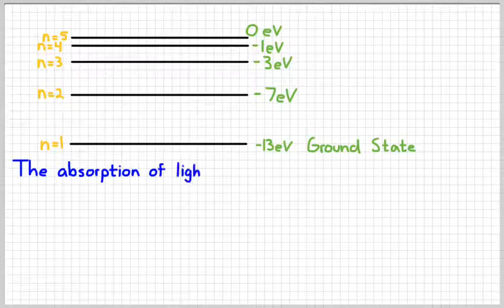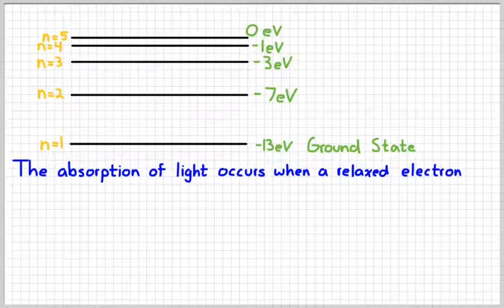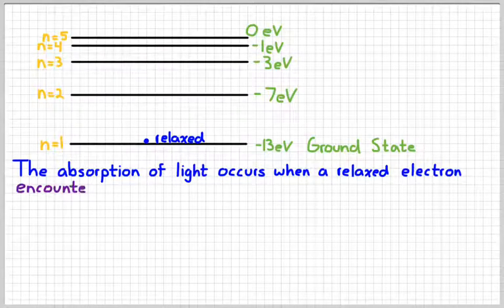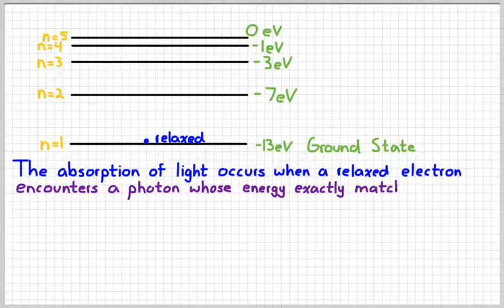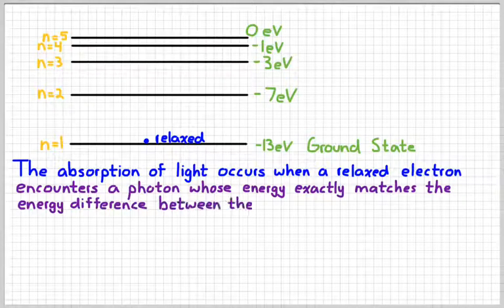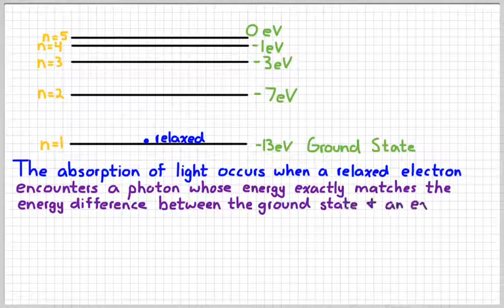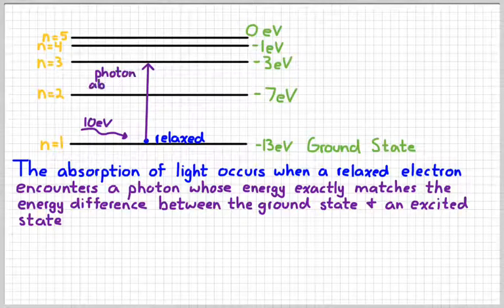So the absorption occurs when you have an electron that's in the ground state. We might say that it is relaxed. So that would be a relaxed electron. And it encounters a photon of light whose energy exactly happens to match the energy difference between the ground state, which is where it starts at, and one of the excited states, where it could transition to. So for instance, if a 10 electron volt photon were incident on this particular atom, then that photon would be absorbed and the electron would become excited.